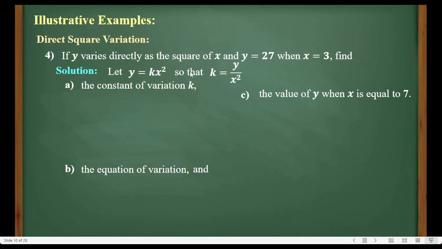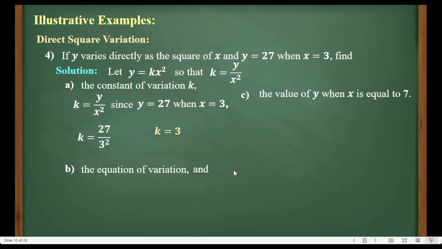So that k is isolated on one side. Then using this transformed equation, we can find the value of k using the initial values of y and x. So y is 27 when x is 3. So substitute, plug in the value of y here and the value of x right here on the denominator. So that will give you 27 over 3 squared. And we know that when you simplify the right side from this equation, your k is 3. So this is the value of the constant of variation.